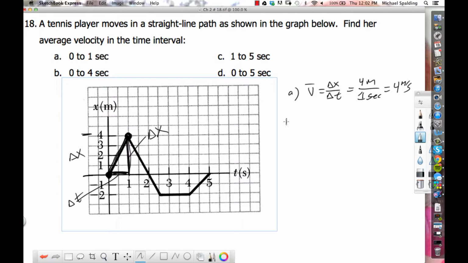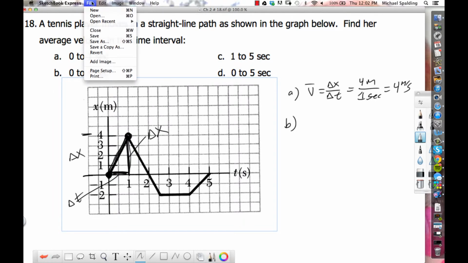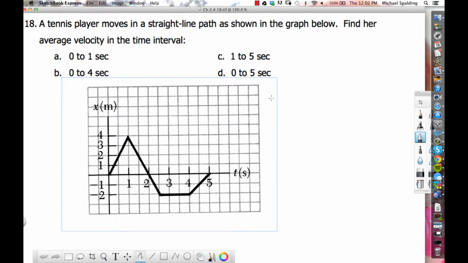second. Okay, B, from 0 seconds to 4 seconds. So 0 seconds is here, 4 seconds is there. We're going to connect the 2 points with a straight line and take the slope of that line, this straight line connecting 0 and 4. So for part B, average velocity is displacement over time.